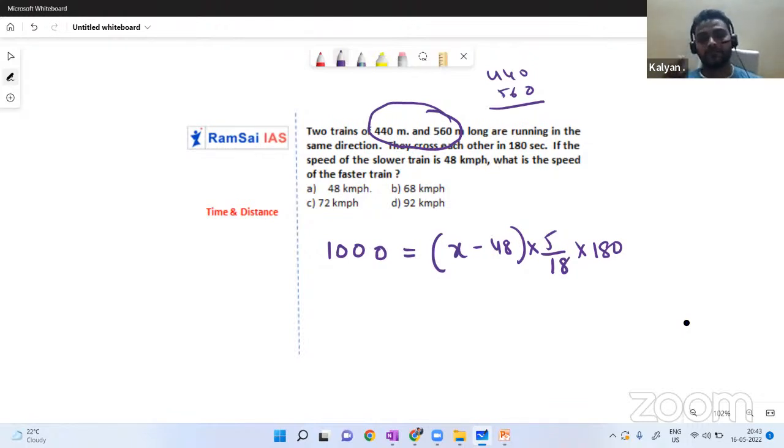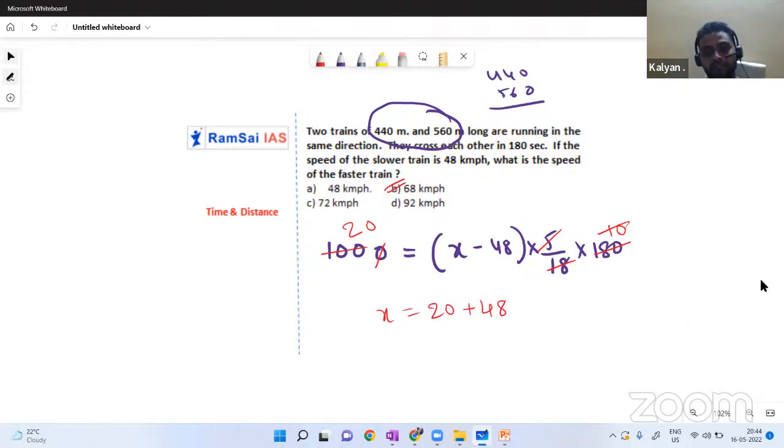Because slower train will always be the second one, right? Speed cannot be in negatives. So that's the reason. So let me finish these calculations. So 10 into 5, 50, right? So 10, 0 cancel, 5 20s. So x equal to 20 plus 48, that equal to 68. How simple it is, right?